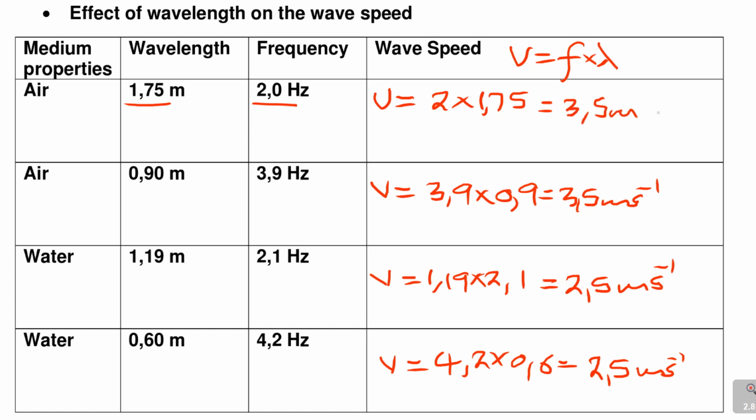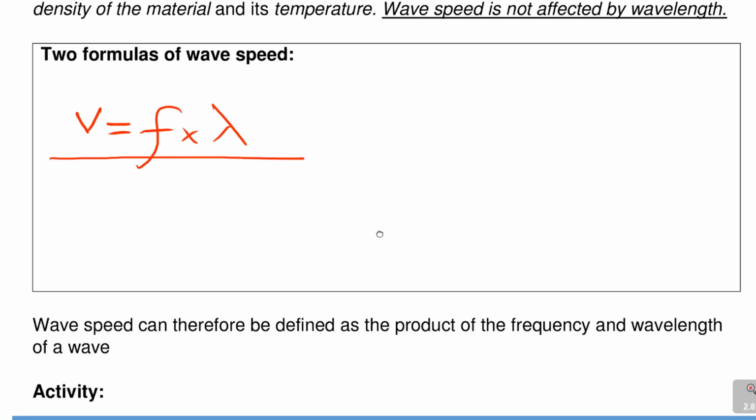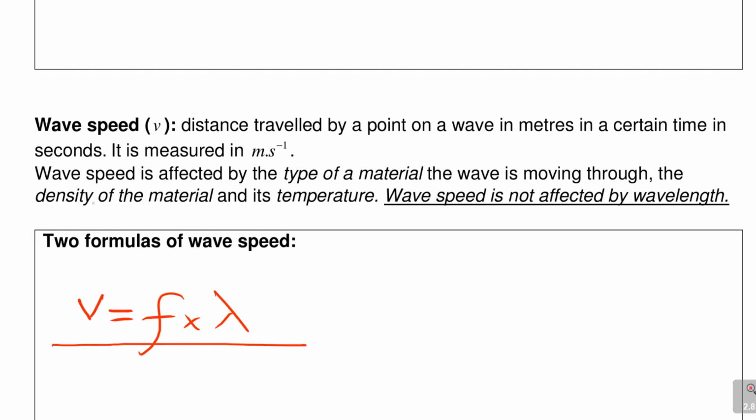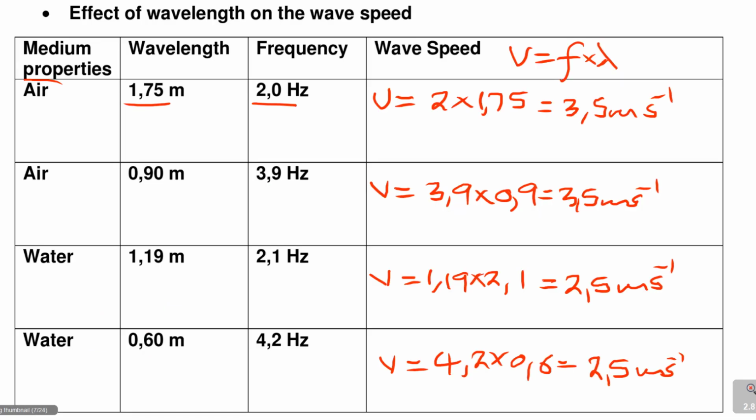Now I want you to look at the medium, because we said the wave speed is affected by the medium. Remember the previous lesson? We said wave speed is affected by the type of material, and this type of material is the medium we're talking about. There are 3 types of medium: the solid, the liquid, and the gas. For the gas part, look at air. We've got 2 different waves traveling in air, but their wavelengths are different.